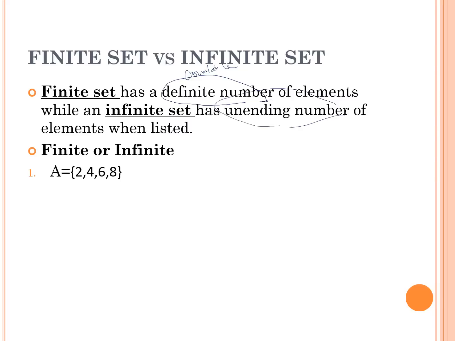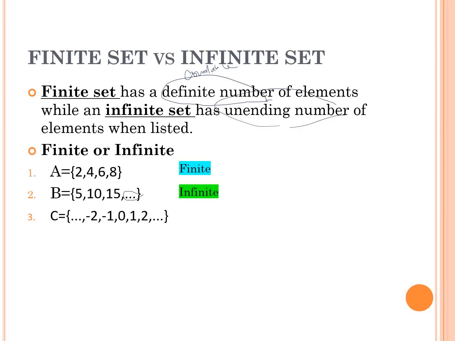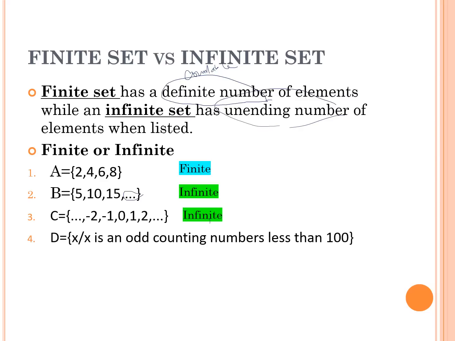Now, I have here a short activity. I'm going to show you a set and you're going to identify if it is finite or infinite. Number one, is it finite or infinite? Obviously, it is finite. Number two, that is infinite, of course, because it used an ellipsis and there is no number after the ellipsis. Number three, so that is again an infinite set.